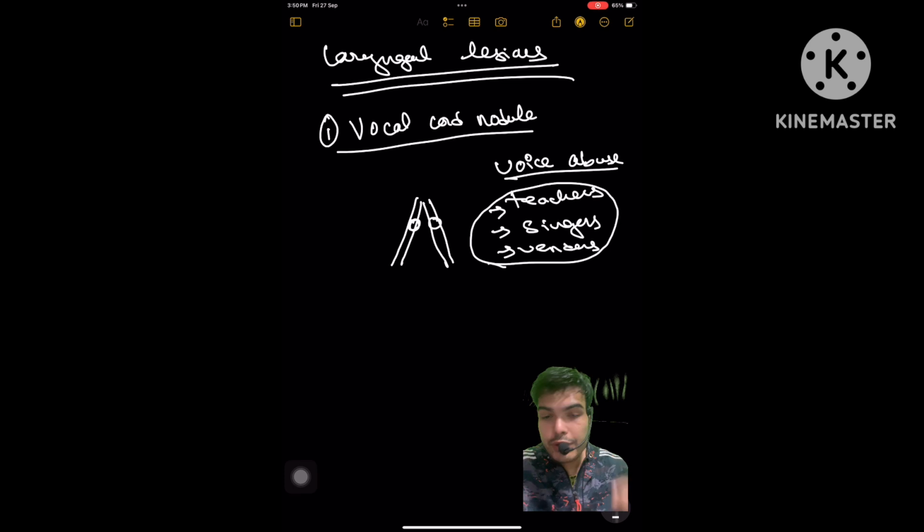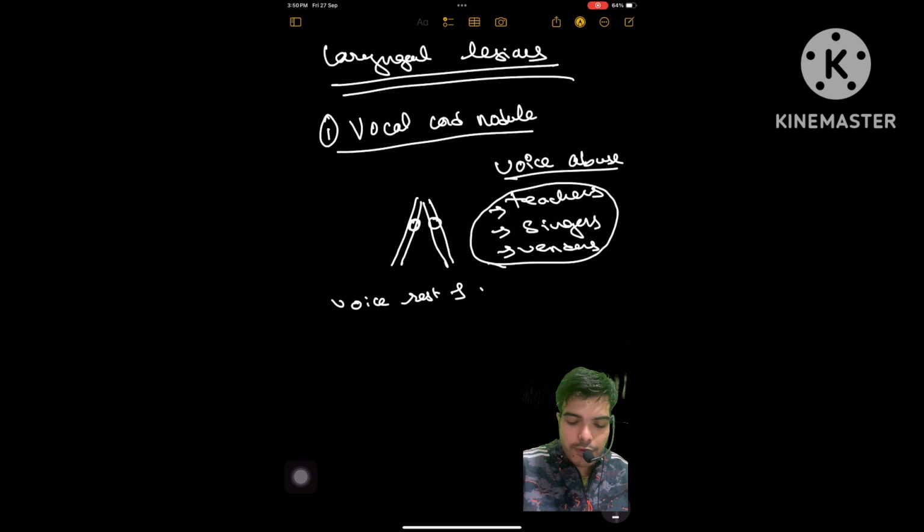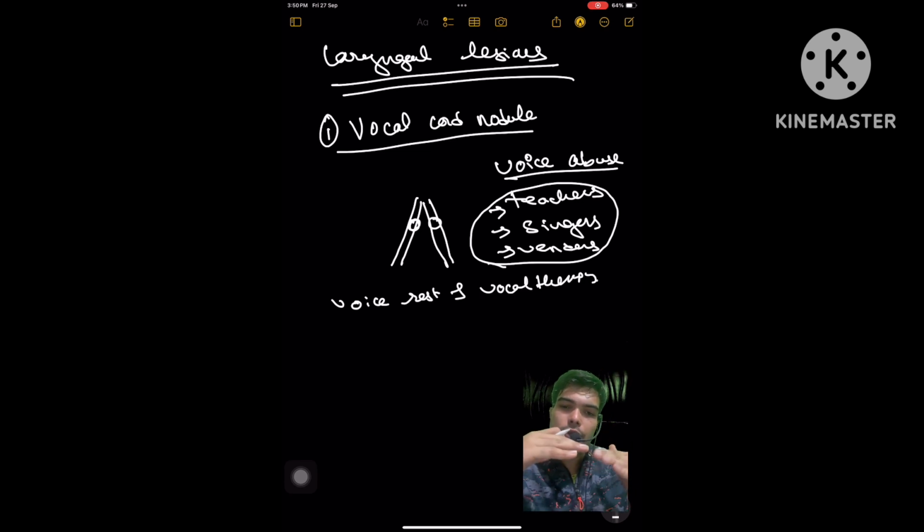So how are you going to treat this condition? The treatment is simple. You're just going to go for voice rest, and you have to go for vocal therapy. Vocal therapy means, suppose you are talking in a very high pitch voice, you have to talk in a low pitch voice, so that some time is given to heal and it resolves on its own.